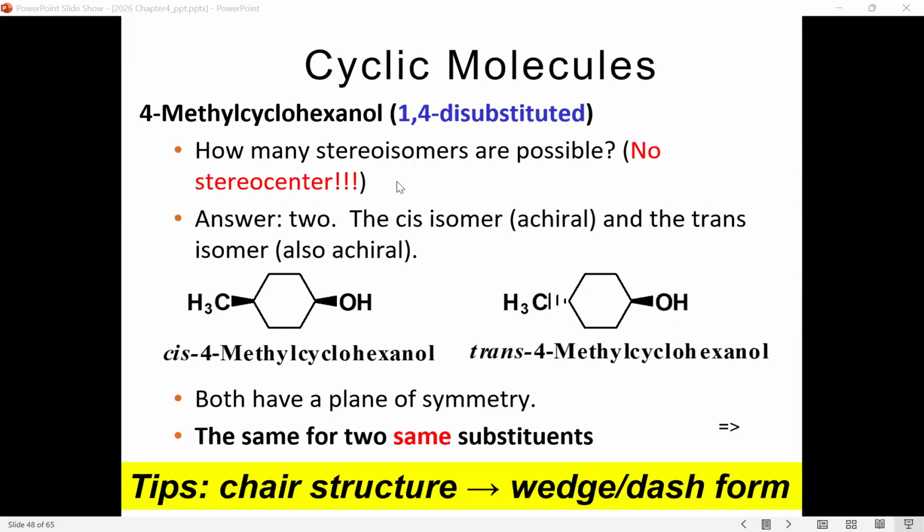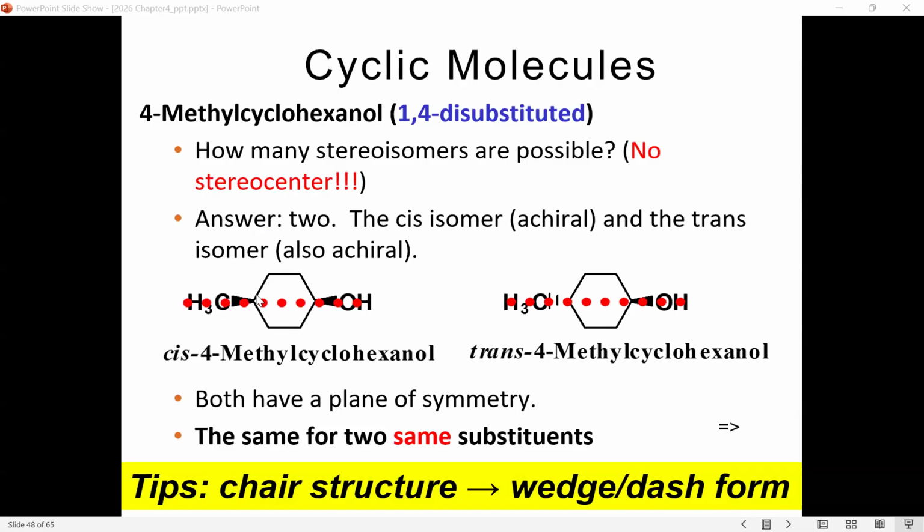All right, so now we move to the last cyclic molecule, 4-methyl cyclohexene. That's the 1,4 disubstituted situation. There are no stereocenters, because there's a simple plane. Cut through.